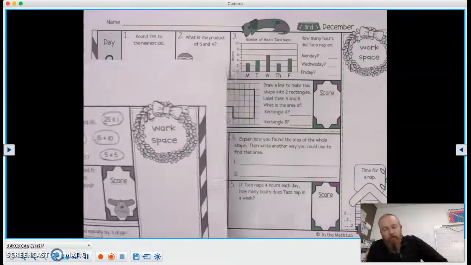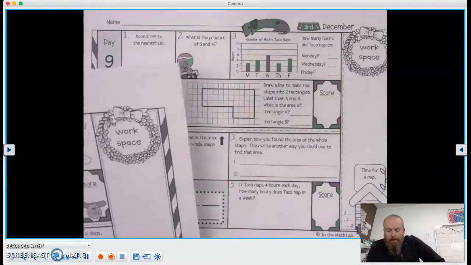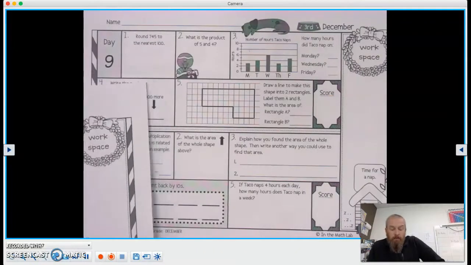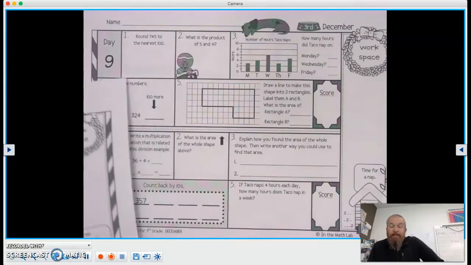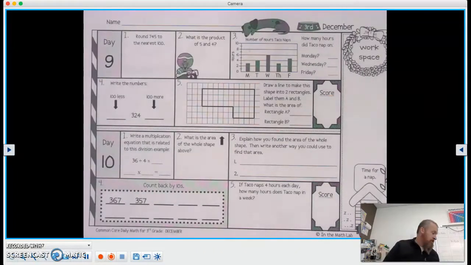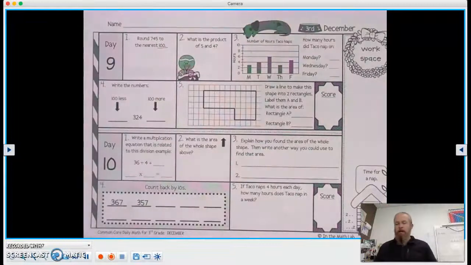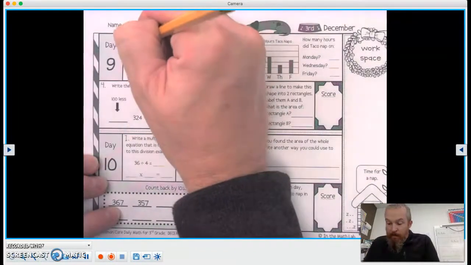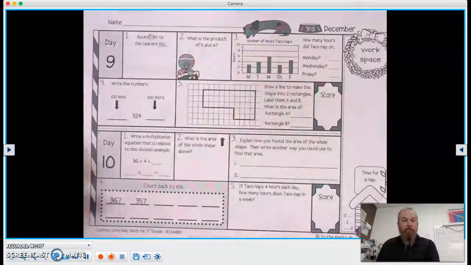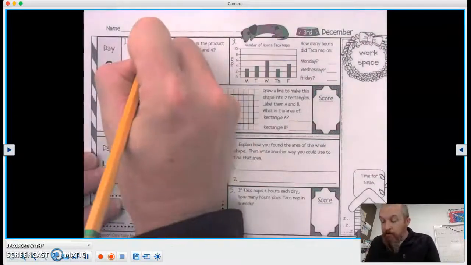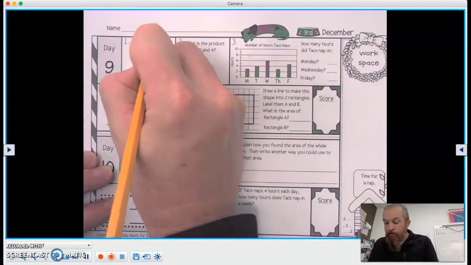I look back at number 2 on day 8. Did you notice that? That said round to the nearest 10, correct? Same exact number. This time we're going to round to the nearest 100, okay? So we're going to put a box around the 100, which is at the 7. And then we're going to look next door at that 4.